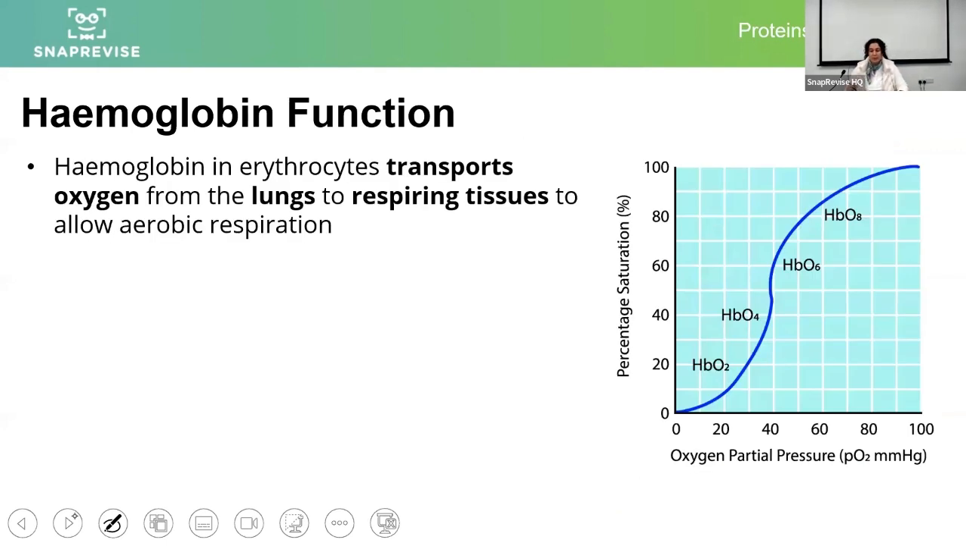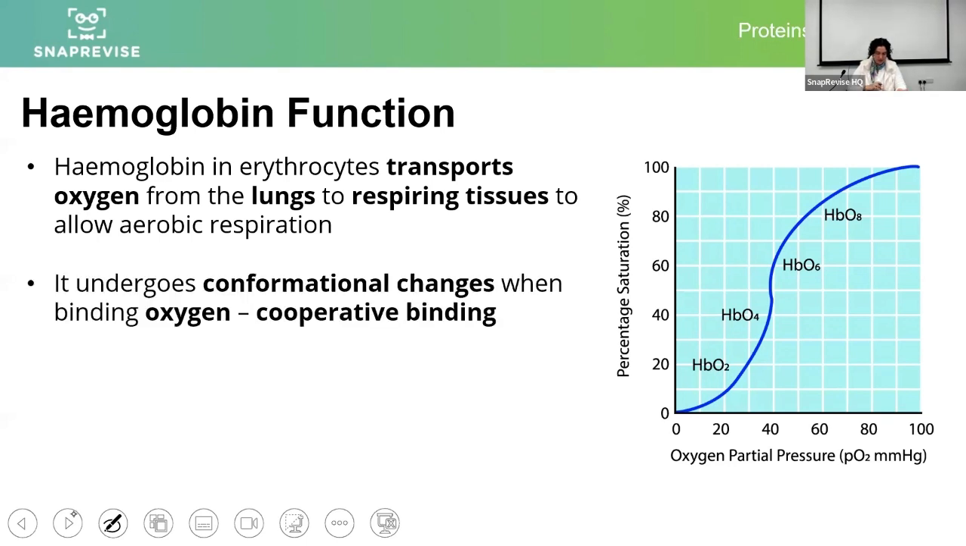It's important that we are able to describe and explain the hemoglobin saturation curve. So hemoglobin is found inside red blood cells, and it will basically transport oxygen from the lungs to the respiring tissues to allow for aerobic respiration, of course. Respiring tissues are basically all of our tissues. There's no alive cell or tissue that doesn't respire, that doesn't need oxygen.